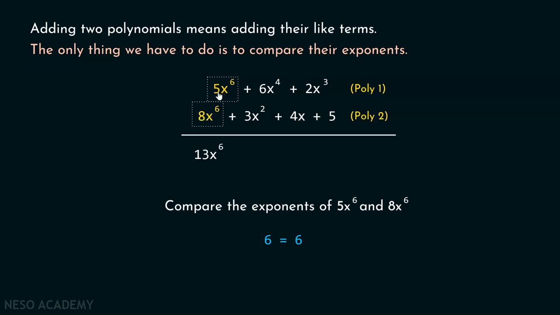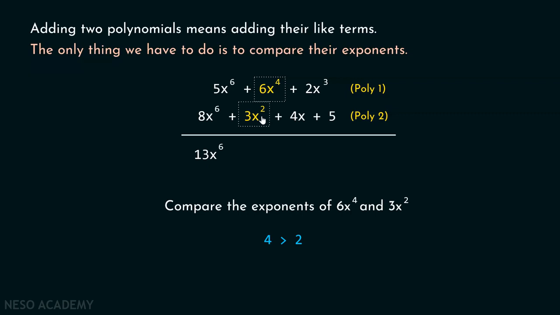Because 8 plus 5 is 13. After this, we must compare these two terms, that is 6x to the power 4 and 3x to the power 2. And comparing these two terms means comparing their exponents. You can clearly see this that 4 is greater than 2, isn't that so? This simply means that this term is greater than this term, and these two terms are not like terms, right? Hence we cannot add them.